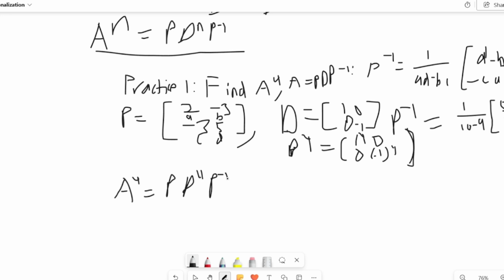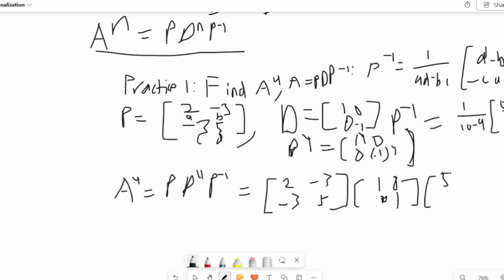And now we just plug in the formulas and multiply. We have this P, then the diagonal matrix, which is an identity 2 by 2 matrix, and then we have P inverse here. Since we're multiplying by an identity matrix here, we can simplify this pretty quickly.